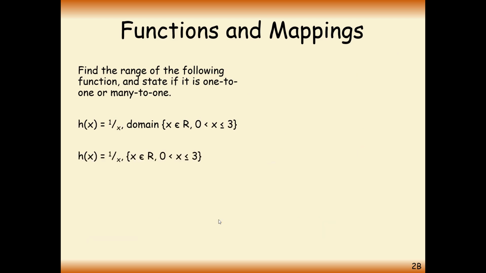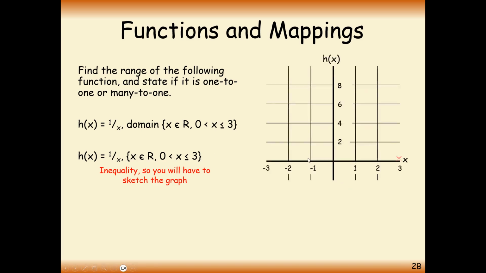So 1 over x, given that the domain is between 0 and 3. In this case, because we've restricted the domain and we've excluded the 0 from domain x, and then we are saying that x is strictly bigger than 0, that's enough to make this a function. Let's plot it. So the range of output we've been asked to calculate.